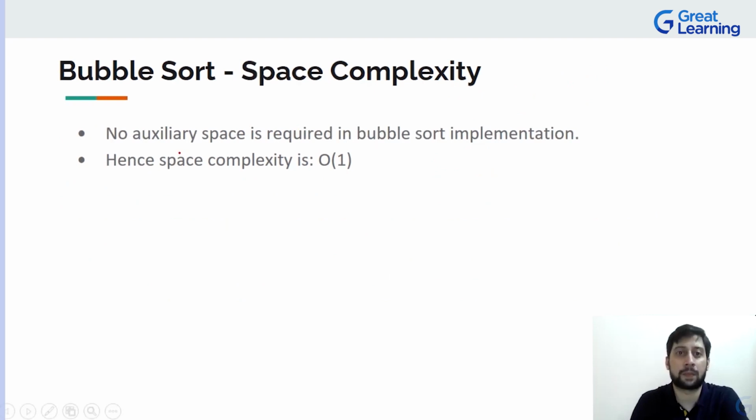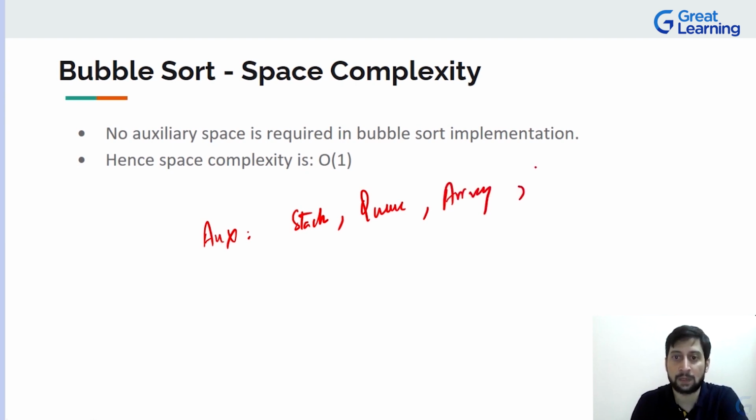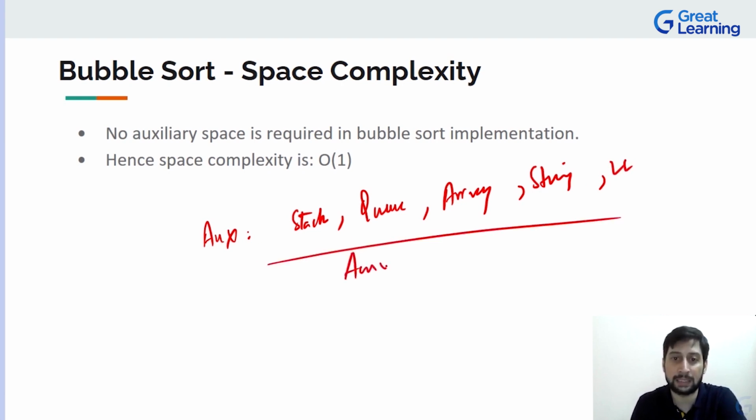Now let's talk about bubble sort space complexity. Since we are not using any auxiliary memory, right? Auxiliary memories can be in the form of what? Stack, can be a queue, it can be another array, can be a string, can be a linked list. So since we are not using any of these auxiliary memories, that means the space complexity of bubble sort is constant, that is big O of 1, right?